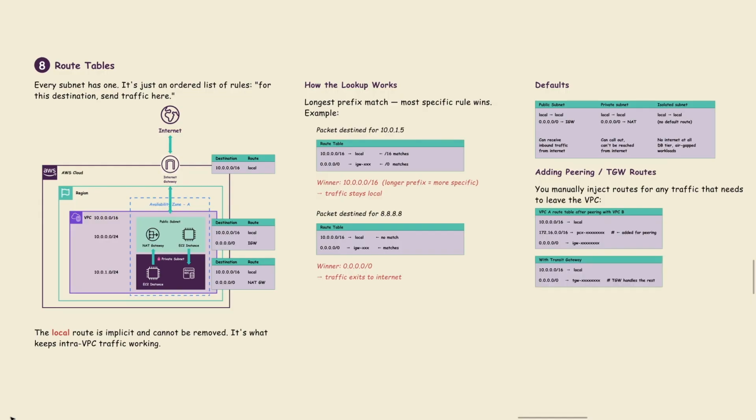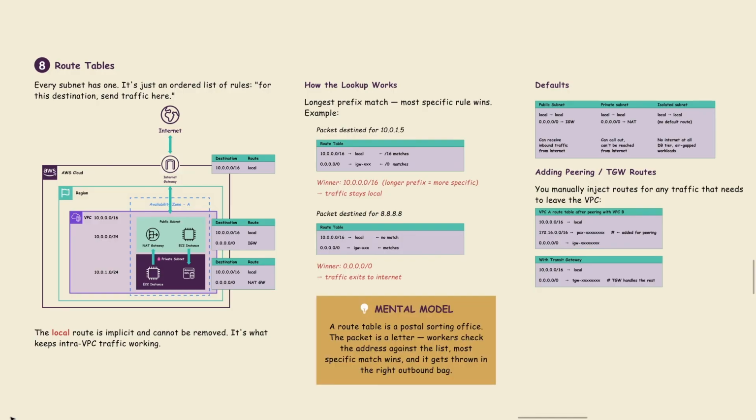With a transit gateway, routing becomes centralized. The route table may contain 10.0.0.0/16 to local and 0.0.0.0/0 to transit gateway. Here, the transit gateway decides where traffic goes next: other VPCs, on-premises networks, or shared services.